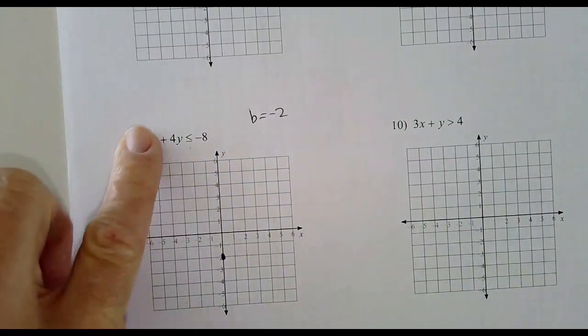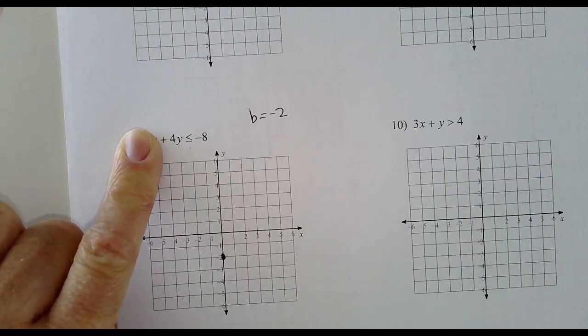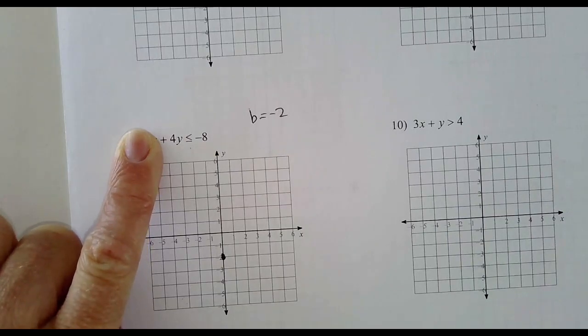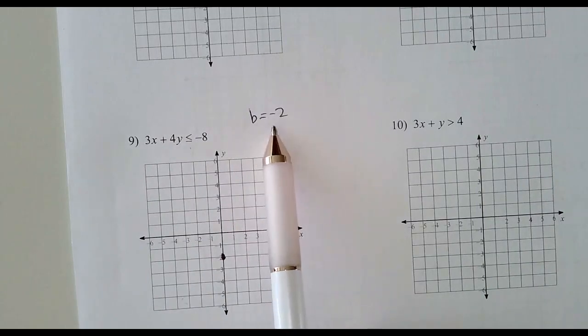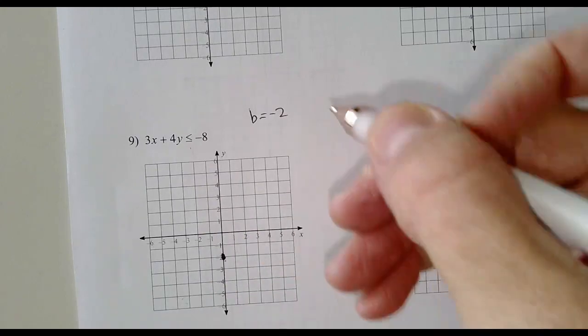When we make x 0, we cover up the x, and we find that 4y is equal to -8. We solve for y by dividing both sides of the equation by 4. So that would be -8 divided by 4, and there I got the -2. So that's how I got that. Then I plot that on my y-intercept. The next thing I do is find the slope.